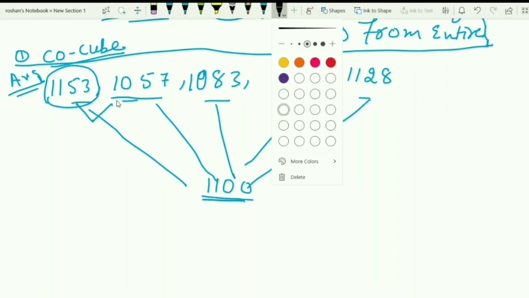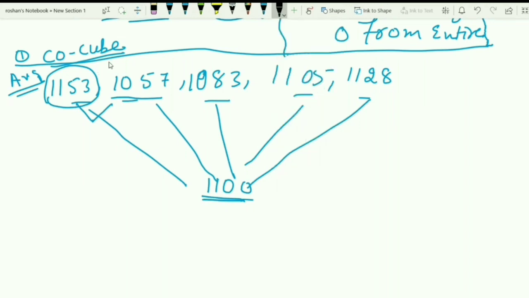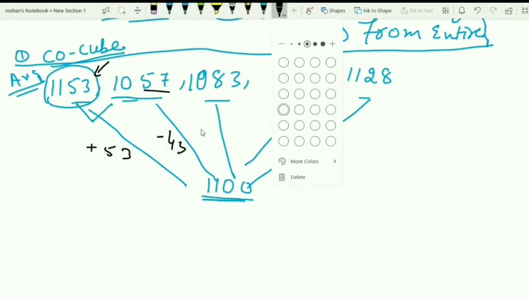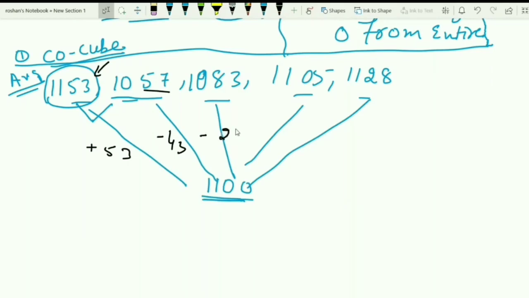Whenever we take the deviation of these numbers, 1,100 will be the point of comparison. This number is bigger, so I'll write plus, and how much plus? 53 easily. This one will be minus 43. This number is again less, by 27. Here it will be plus 17. So the difference between these two will be plus 10.